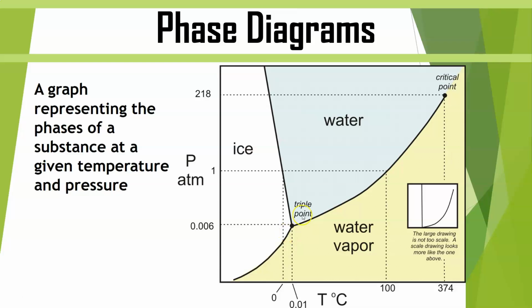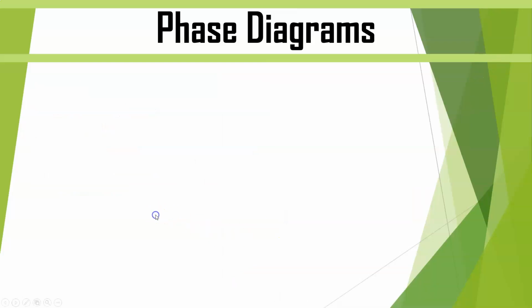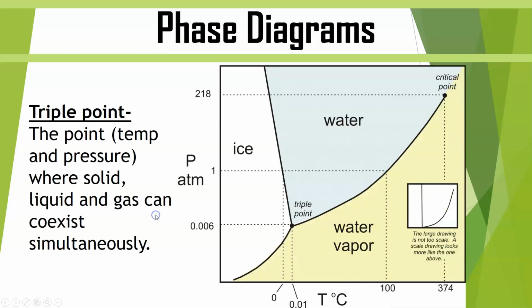Let's look at those points that you can see, the triple point and critical point. The triple point is the point at which you can have solid, liquid, and gas coexisting at the same time under the same temperature and pressure conditions. So if you get to that magical combo of temperature and pressure, you can have a container that has solid, liquid, and gas all together at the same time.